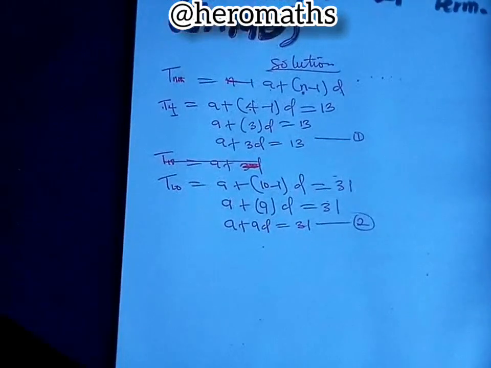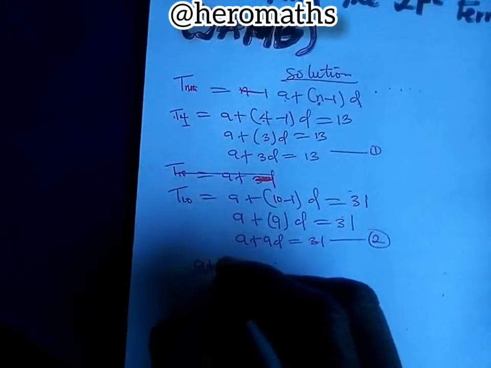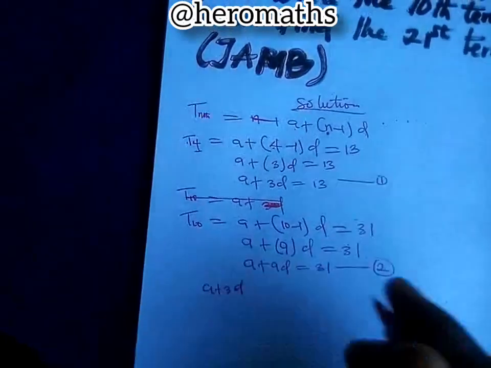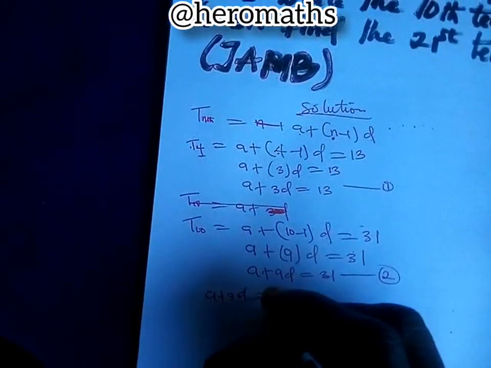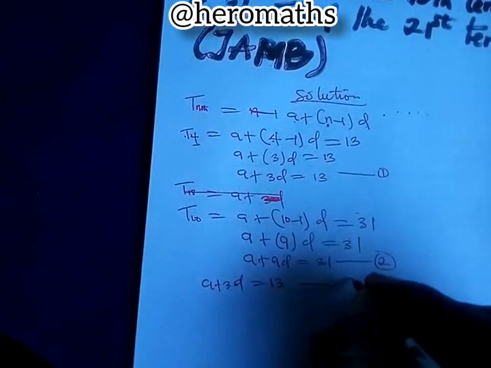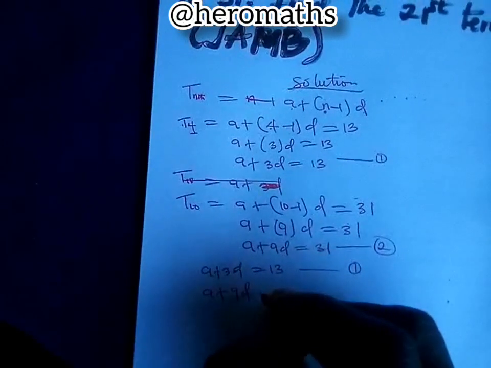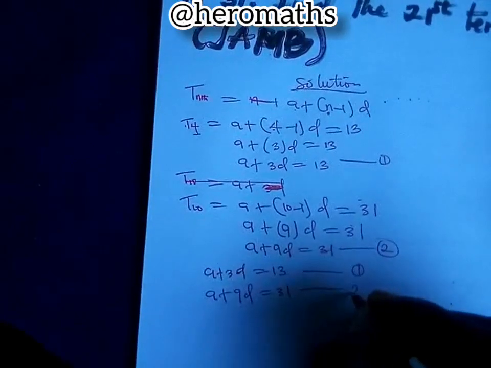Let us bring them together. That is a plus 3d is equal to 13. You call this equation 1. Then a plus 9d is equal to 31. We call this equation 2.